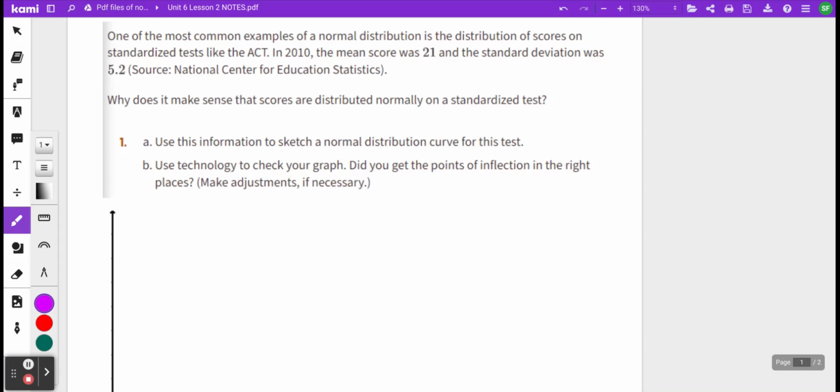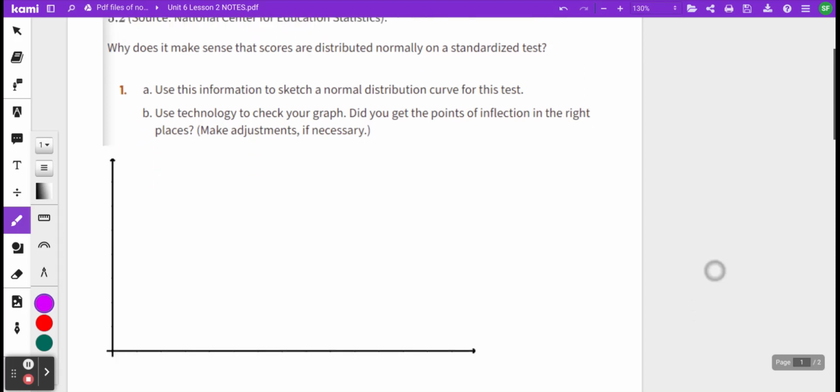So think about thousands of millions of kids taking this, and with that much data, a lot of them are going to fall in the middle, and then we have some extra people who score higher and lower from that, but the majority of them are going to score in the middle.